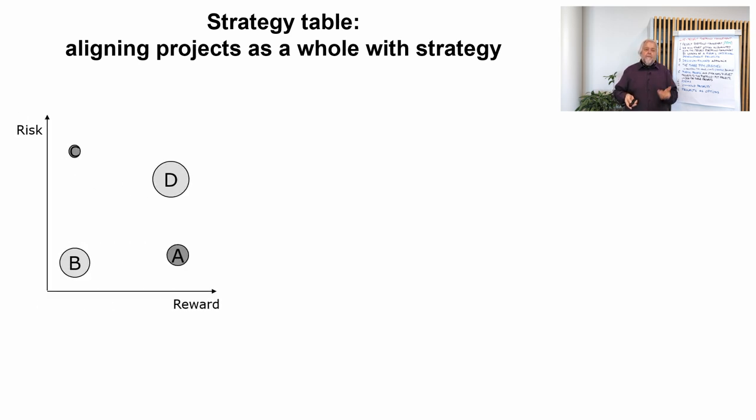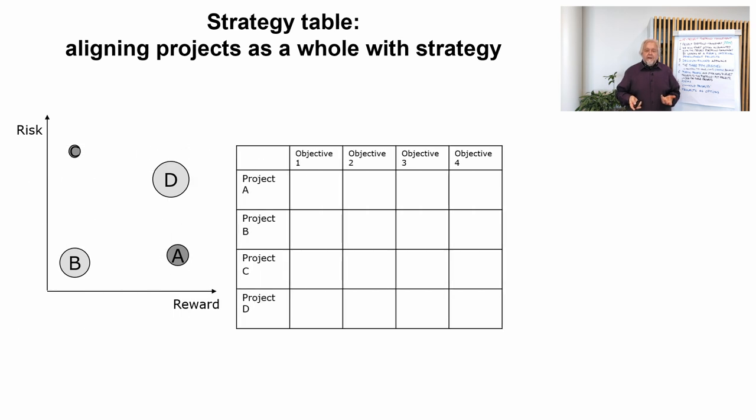If we start with four projects, A, B, C, and D, we have here the bubble diagram made of these four projects, and the two main dimensions in this diagram are risk and reward. We have here the strategy table where we have columns with the strategic objectives of the firm: objective 1, objective 2, objective 3, and objective 4. And then we have the rows where we have projects, project A, B, C, and D.